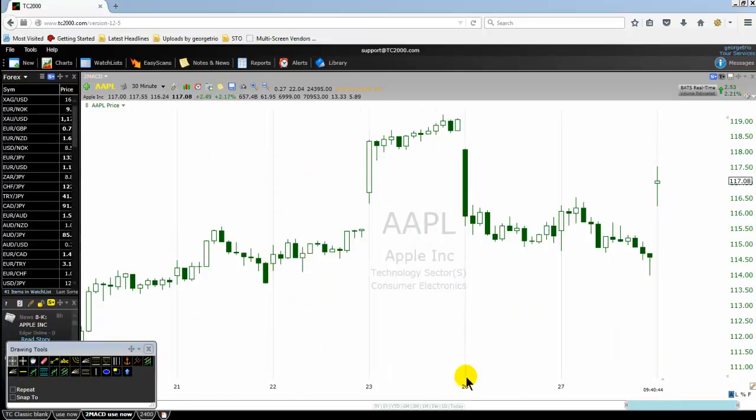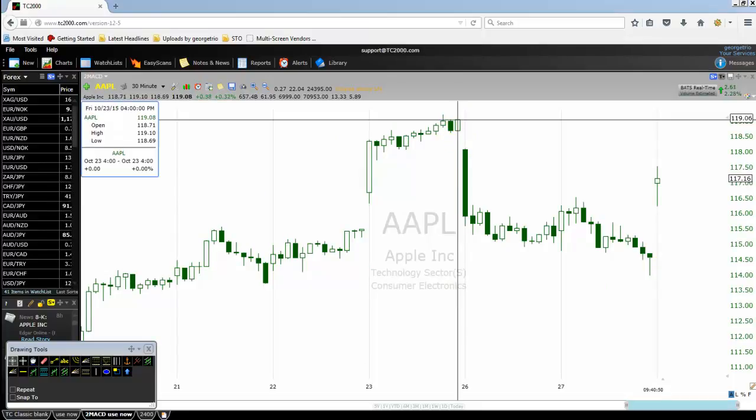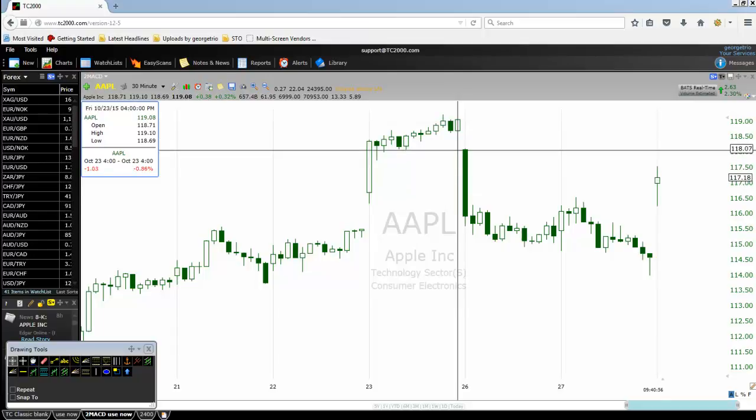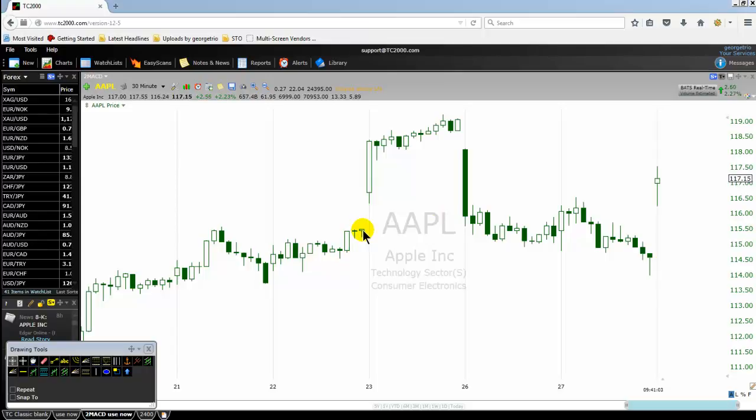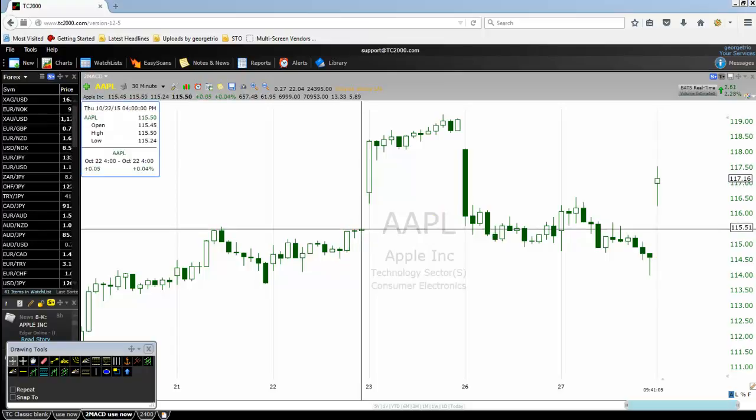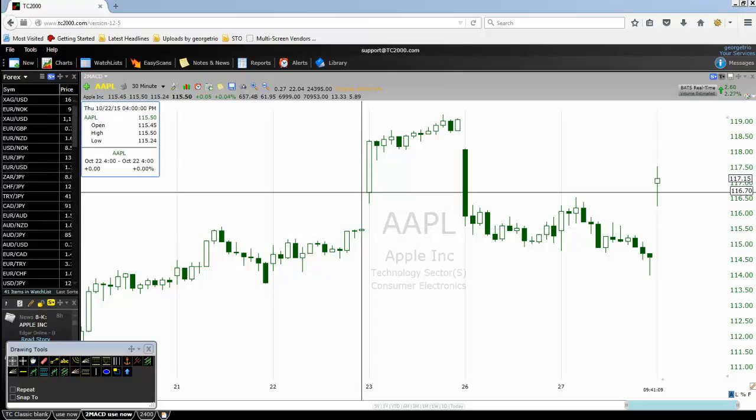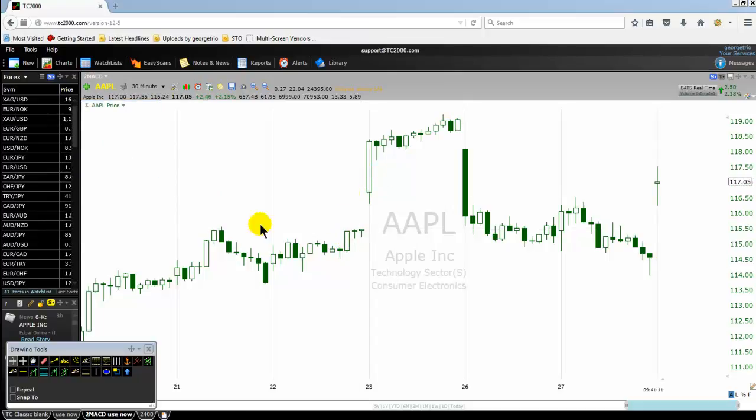On the 26th, it gapped down. Here it is, it gapped down. See here? The price was here. As the market opened, it was at 119.06 and it gapped down at 118.12. On this particular day, the 22nd of October 2015, you can see that it gapped up from here all the way up here and then continued to go up. So this is a bullish gap here.